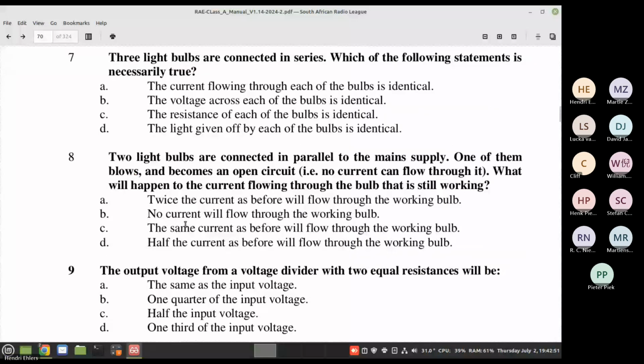Right. So the current through each of the bulbs is identical. Not true, because there will be a voltage drop through the first one. That is B. It cannot be that. The resistance is not necessarily identical, so it cannot be C. The light given off by each bulb is identical. That's also not necessarily true. So the only correct answer there is A. Right.